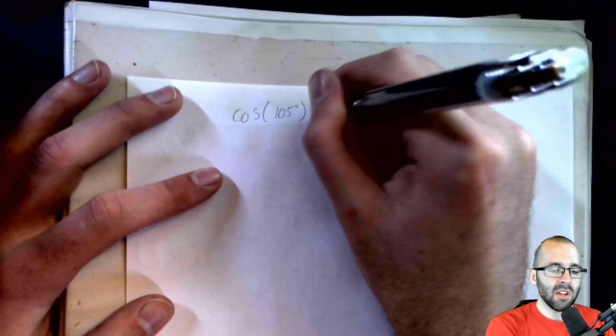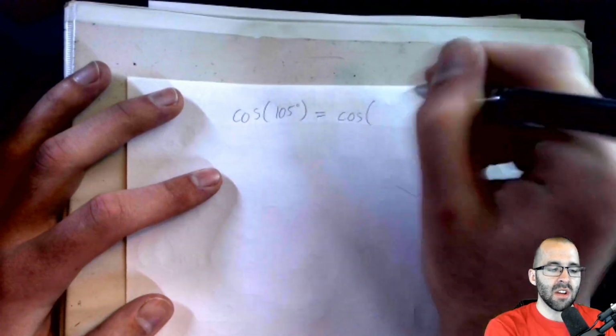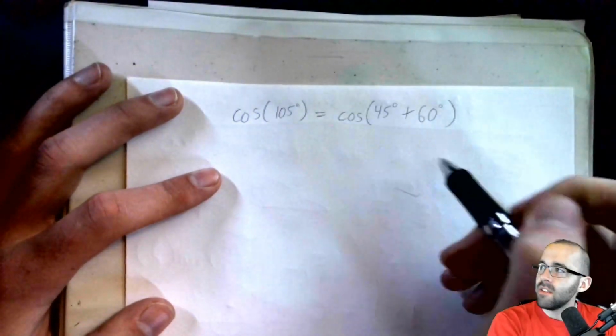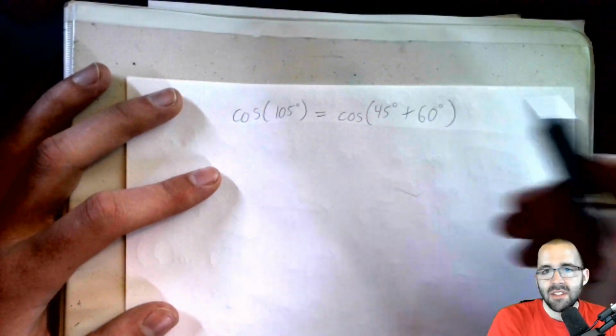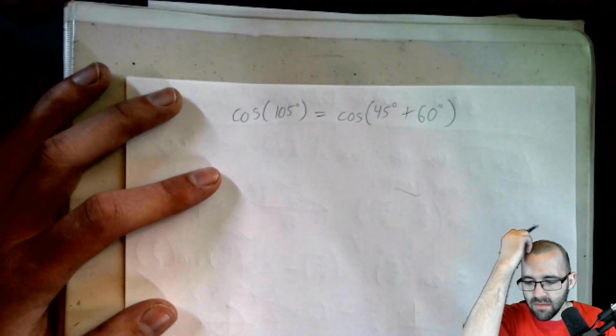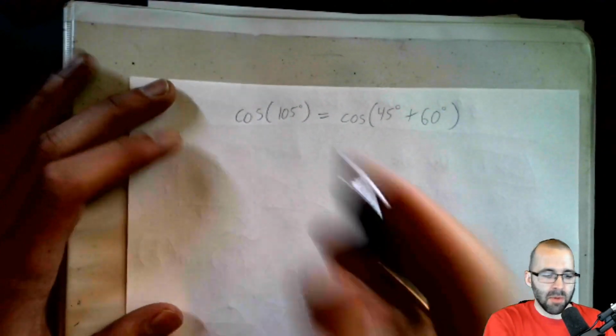All right, so if you wanted to use this, you could write this as cosine of 45 degrees plus 60 degrees and do something very, very similar. Follow the same steps. And if you want to do this on your own, it's good practice. All right, so let's move on to example 3.